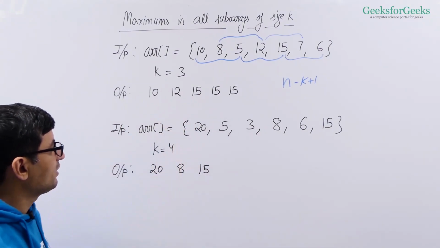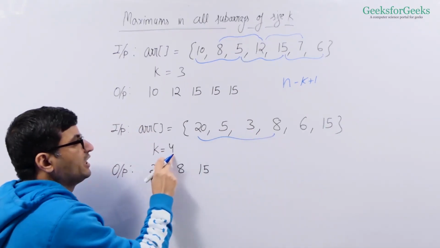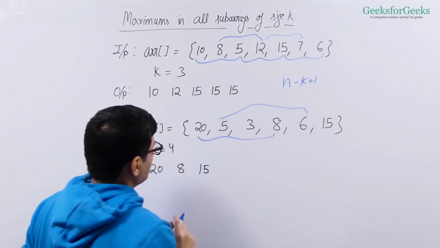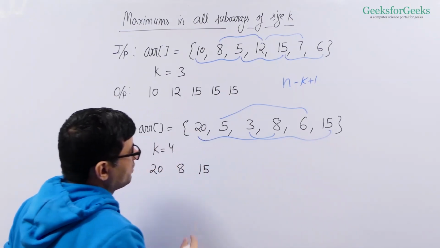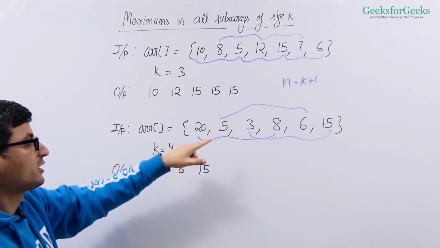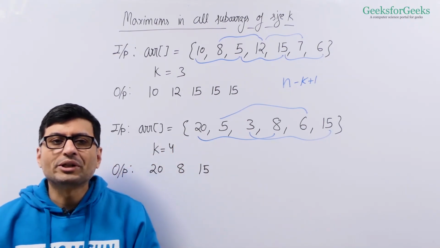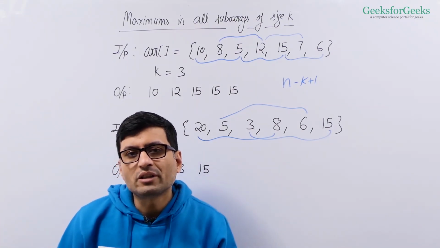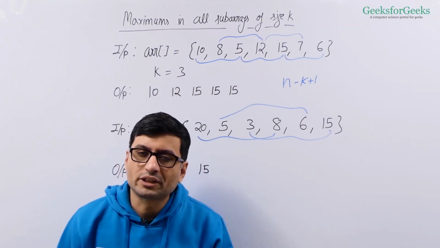Let's see this example. The maximum of the first k elements is 20. The maximum of the next k elements is 8. The maximum of the next k elements is 15. And how many elements are we going to print in output? 6 minus 4 plus 1, 3. Now please pause this video and try to write down a function that takes an array as an argument, k as an argument, and prints n minus k plus 1 required integers.